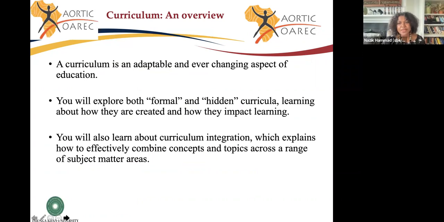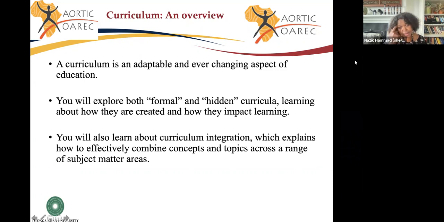Thanks, Miriam. Another important area that has been identified in the needs assessment is curriculum development. And as everyone knows, curriculum is an adaptable and ever-changing aspect of education. We're hoping that we will be exploring both the formal and the hidden curricula, which has been identified as an important neglected area in how we train our learners, and also learning how you actually end up creating a hidden curriculum that's not accurate, and how it impacts learning.